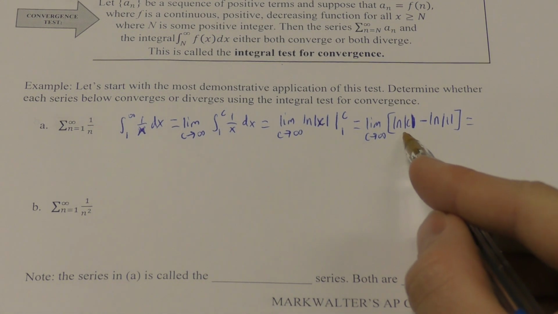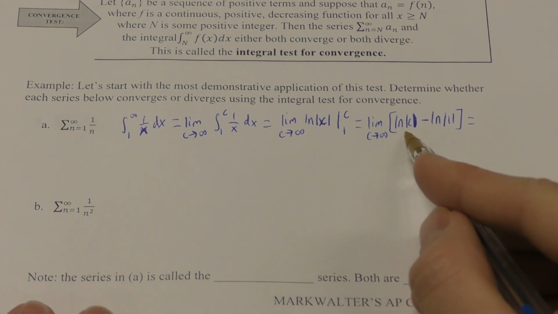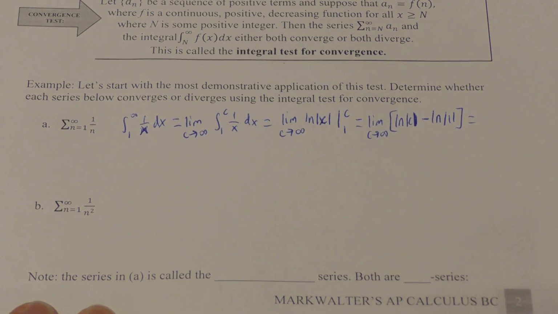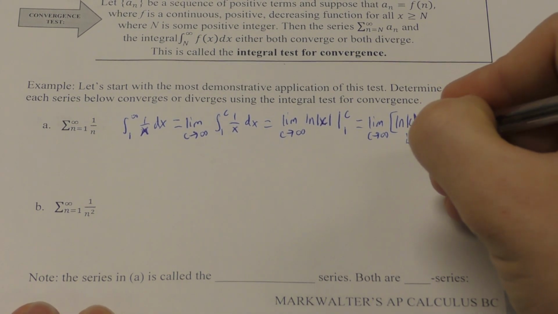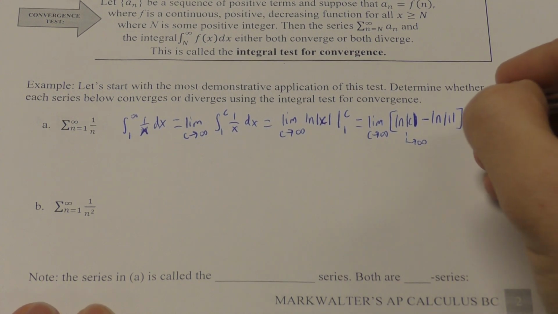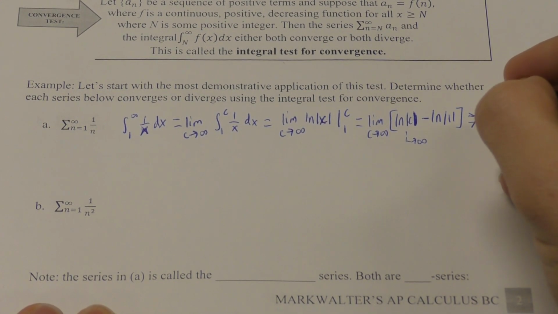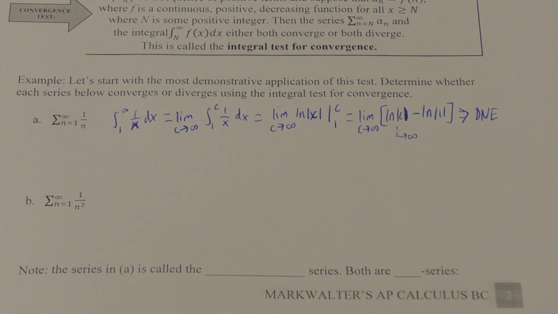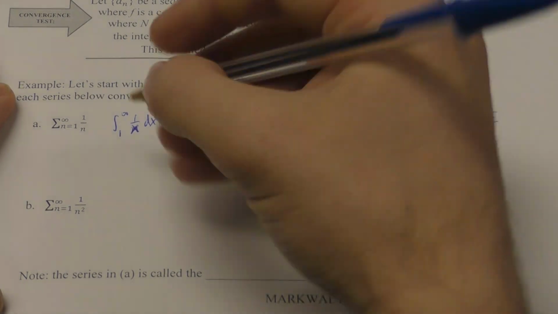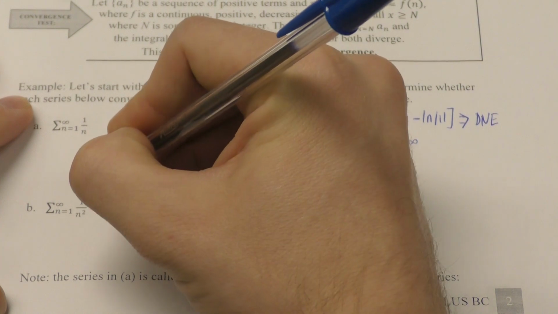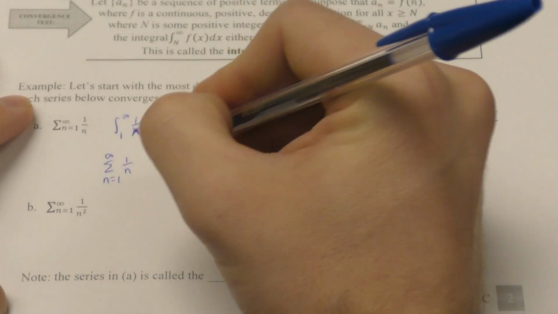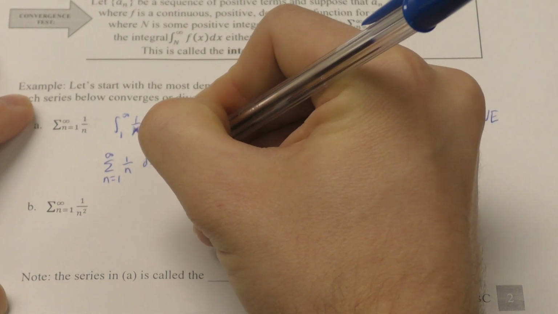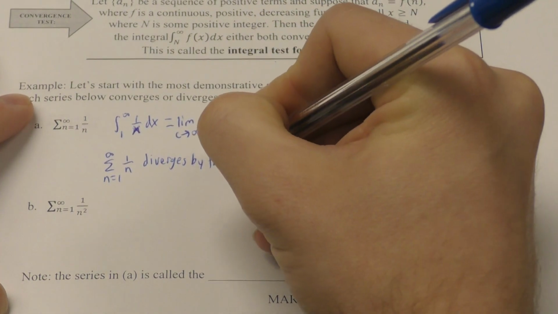The limit as c approaches infinity of natural log of c. As c approaches infinity, natural log will grow. So essentially this goes off to infinity. The natural log of 1 is 0. So what can we conclude? The limit here does not exist. So back in our earlier units, we would say that this integral diverges. If this integral diverges, we can say the series from n equals 1 to infinity of 1 over n diverges by the integral test.